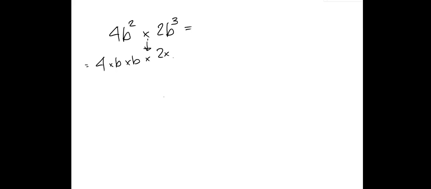Let's say we have this then. Say we have 4b, where b is whatever we want it to be, squared, times 2b cubed. There are really easy examples, whole numbers. Okay, let's multiply this out in its longest form again. So 4b squared is 4 times b times b, and this times has come down, 2, and now the b cubed, b times b times b.